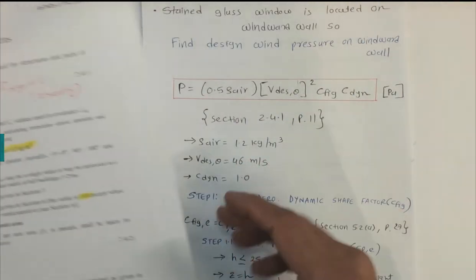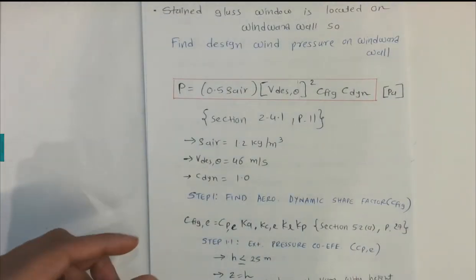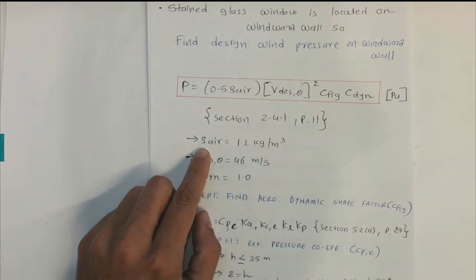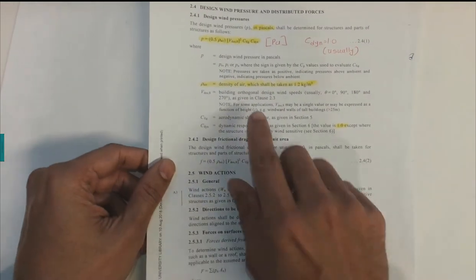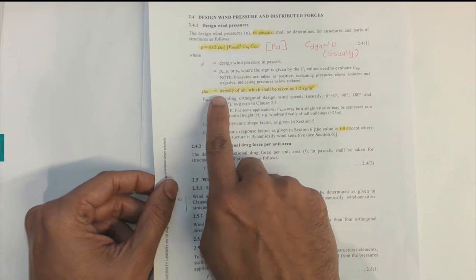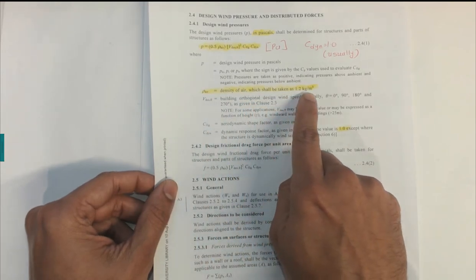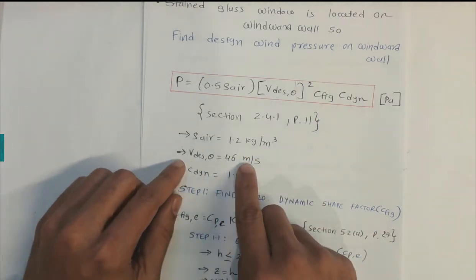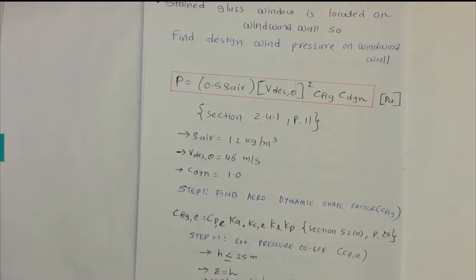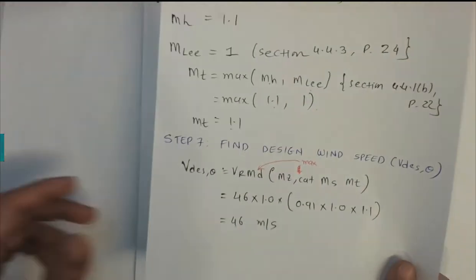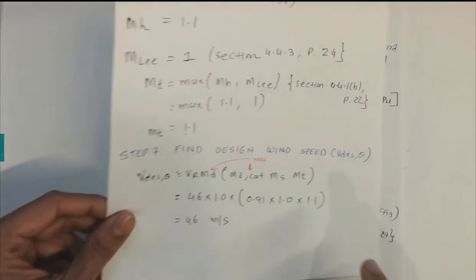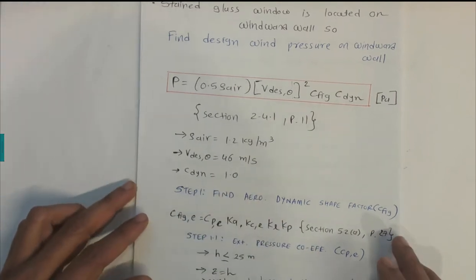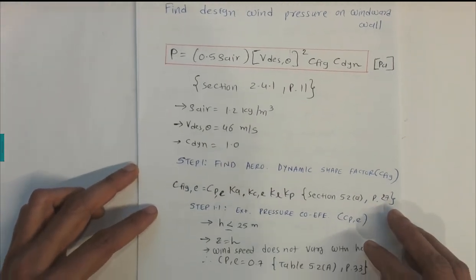Some of the values we're going to extract from the standard. The first value is the density of air, which is 1.2 kilograms per meter cubed. A couple of lines below this equation, the density of air is given as 1.2 kg per meter cube. The design wind speed we calculated is 46 meters per second. And the dynamic factor is 1.